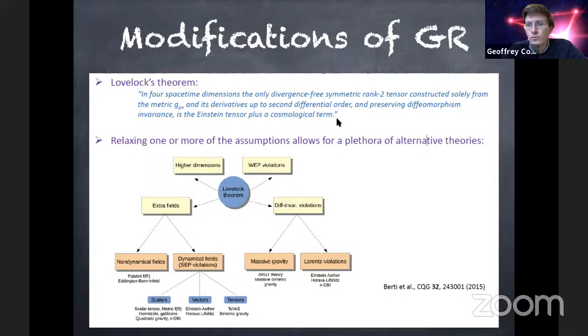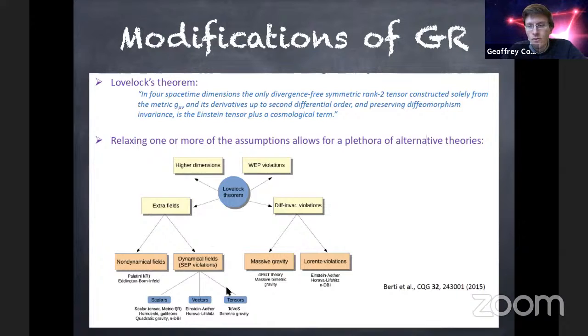If you want to modify gravity, you have to remove some of the hypotheses. You can go to higher order differential equations. You can remove the diffeomorphism invariance. You can go to higher dimensions, so you can add more fields. So you have different types of theories that occur here.